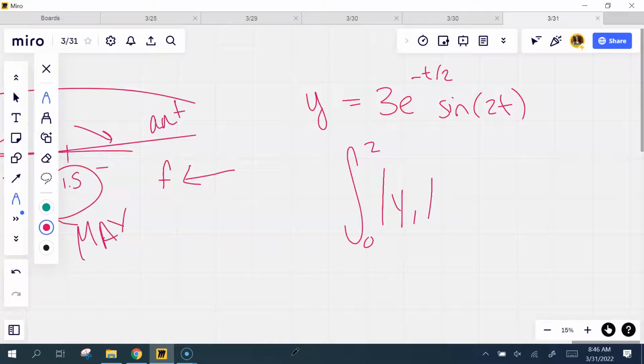Total distance is the absolute value of velocity, always. If you didn't do the absolute value, that's where it messed up.